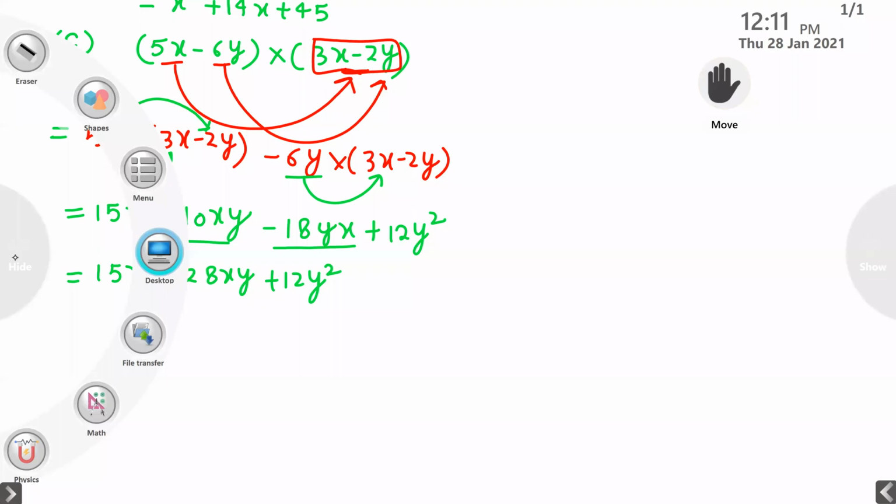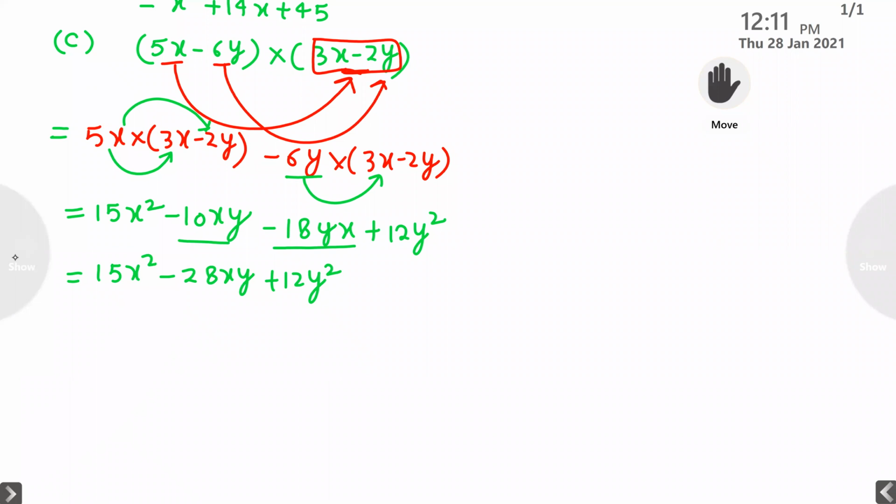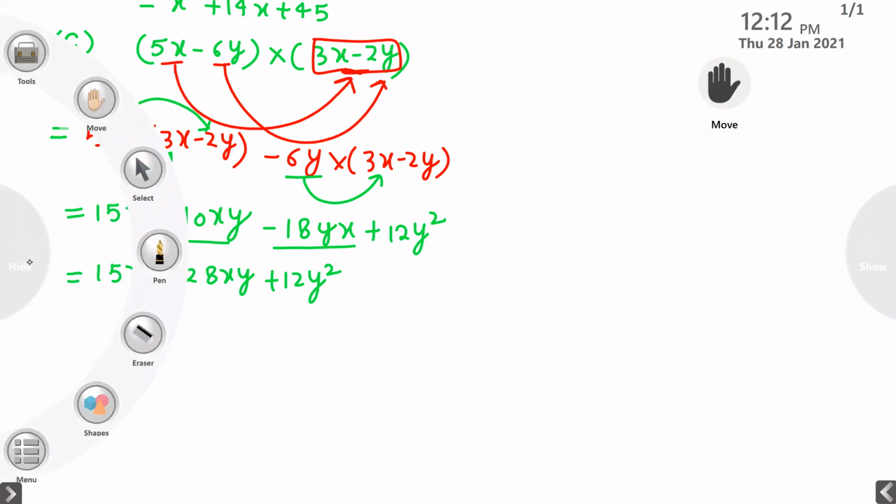In previous class, in fourth period, I explained about Unit 5, Week 2, Section B. First bit C question I have completed. Up to now, C I have completed. Now everyone copy D question.